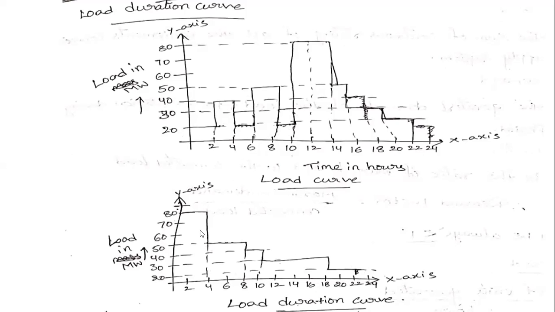How do we draw the load duration curve? From the maximum peak to the minimum peak. What is the maximum peak? That is 80 megawatts. The next one is 50 megawatts, then 40 megawatts, then 30 megawatts, and then 20 megawatts. Then we calculate how many hours for each of those megawatts.